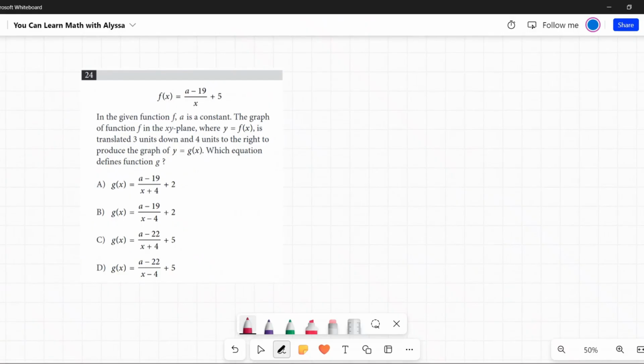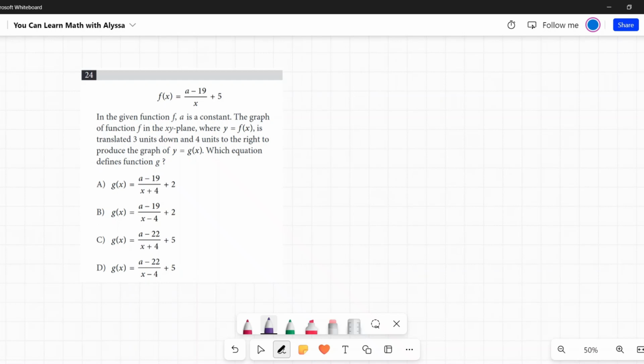Number 24, f of x equals a minus 19 over x plus 5. In the given function f, a is a constant. The graph of function f in the xy plane where y equals f of x is translated 3 units down and 4 units to the right to produce the graph of y equals g of x. Which equation defines the function g?